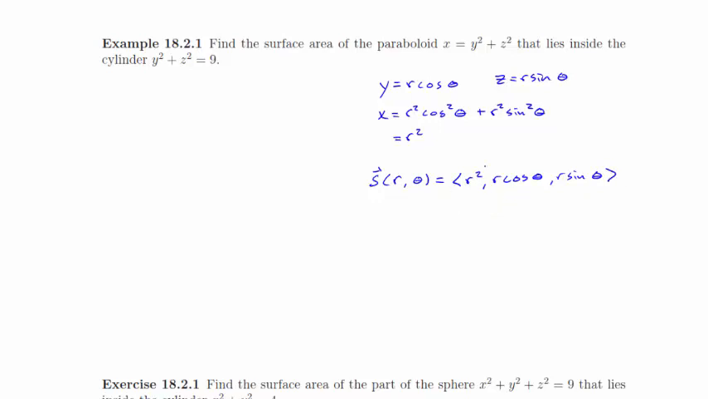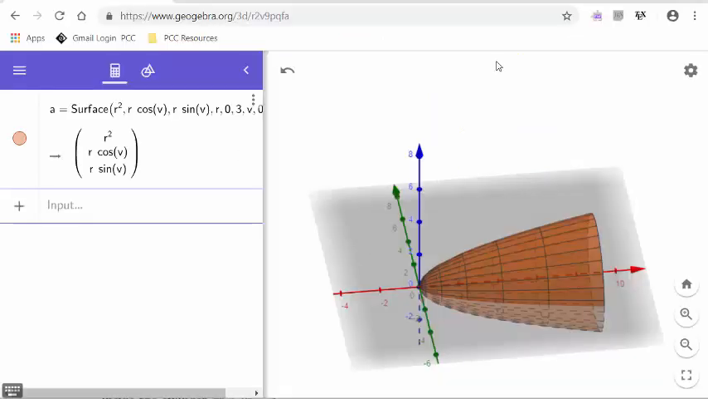I do want to check on GeoGebra just to confirm, and it's always a good idea. I know in an exam we may not have that option, but as long as we're doing our homework, we should confirm that our thought processes are working out nicely.